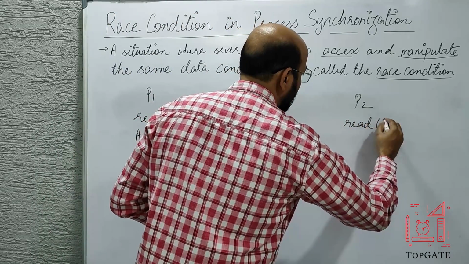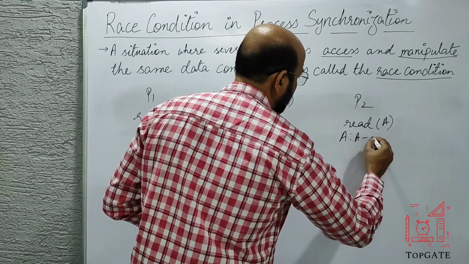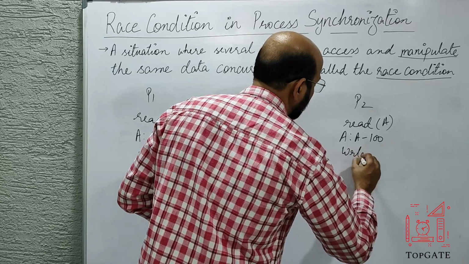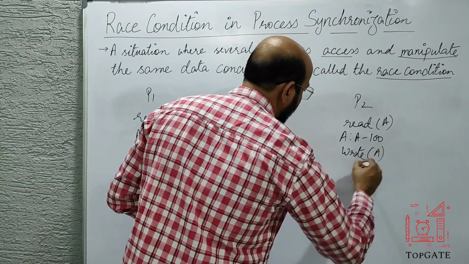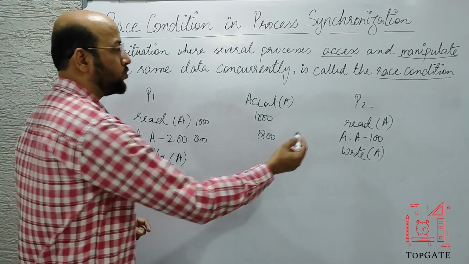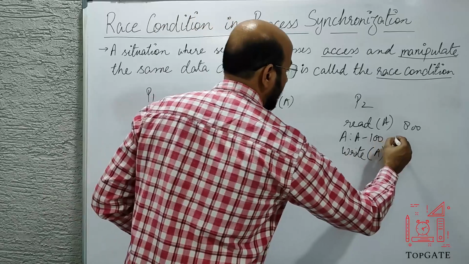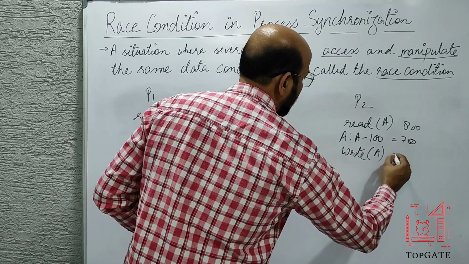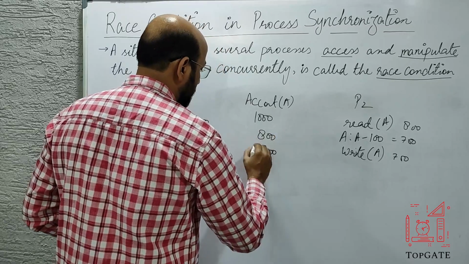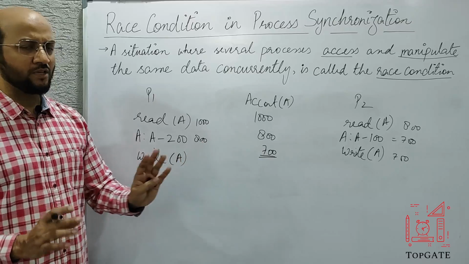It will be read A. Again, A is equal to A minus 100 and write A. So what will happen? Now the new value of A is 800 right now. So read A. It will read 800 here, and it will be 700. This 700 will now be written here. So now the new value is 700. Okay, so this 700 is absolutely correct value.